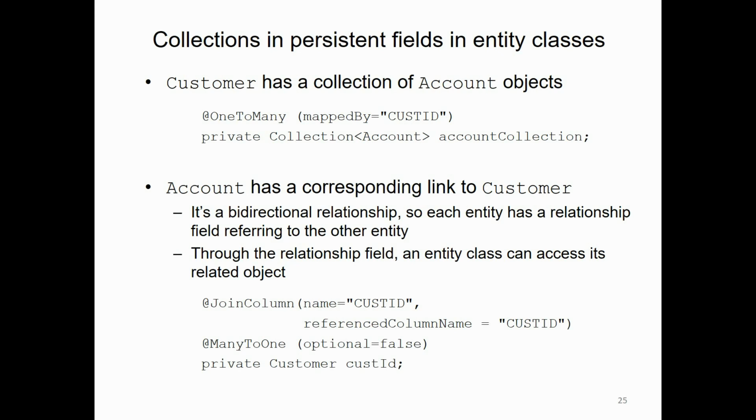But of course, this is a bidirectional relationship. So not only does the customer have an account collection, but the account also has a corresponding link back to the customer object to which it is related. And that's represented in the entity class with the annotation many to one. We've also got in there a join column. So if you compare the two sets of annotations, you can see that in the customer, the collection is mapped by cust ID, and in the account, the join column is identified as cust ID.